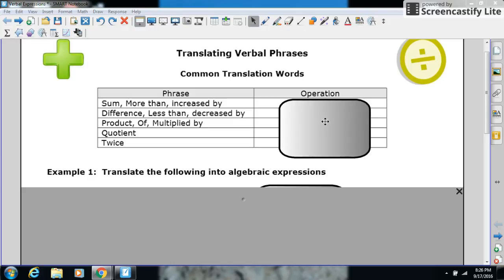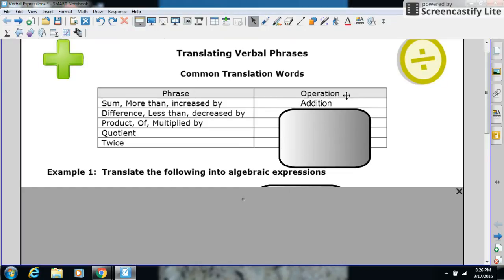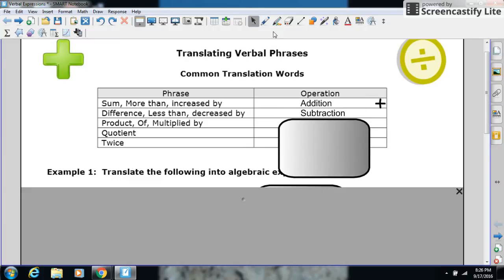Anytime you see the word sum, more than, or increase by, that means you're going to use addition. You may just want to write the word plus next to addition. That would be fine too. All those words tell you that you're adding. The next phrase, difference, less than, or decreased by, that all means you'll be subtracting. You can write either subtraction or make a subtraction symbol.